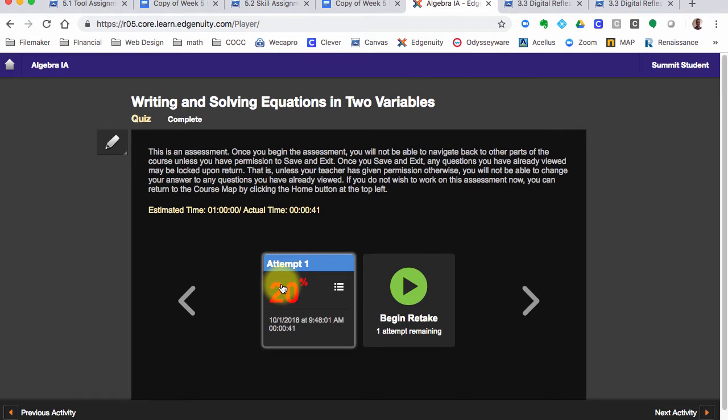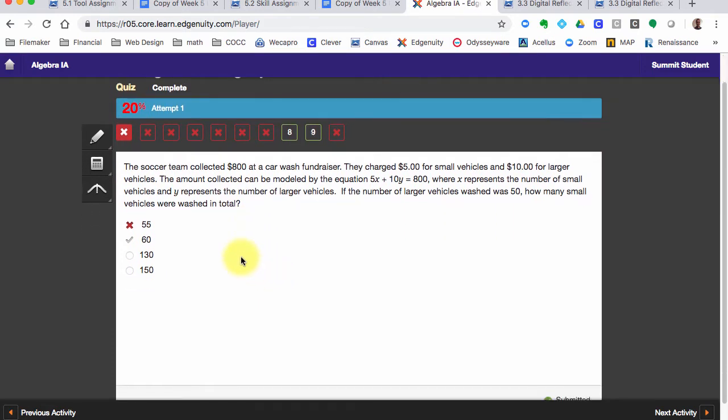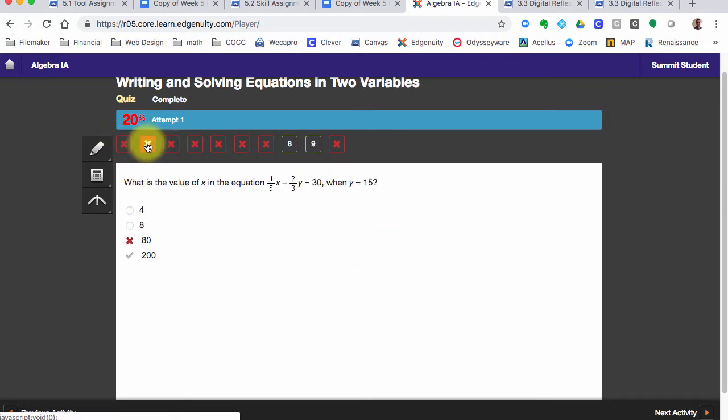But one thing that is nice is you can actually look over and see your attempts and see what questions you missed. So let me click on attempt 1. And good students will take the time to go through quizzes in Edgenuity. So you can see here, I can see an X for anything that I missed. And it's even set up where I can see what the answer should be.